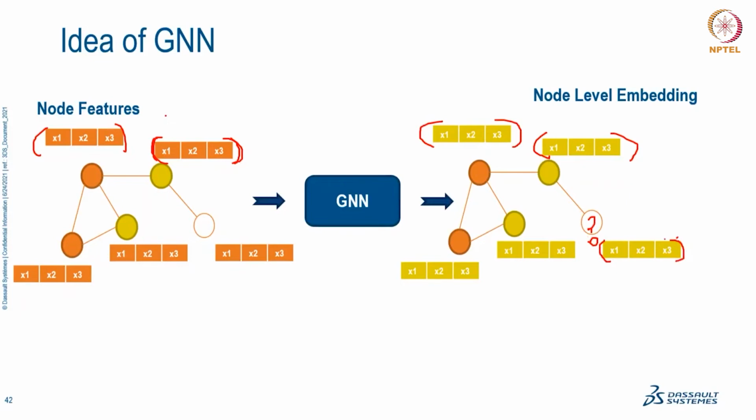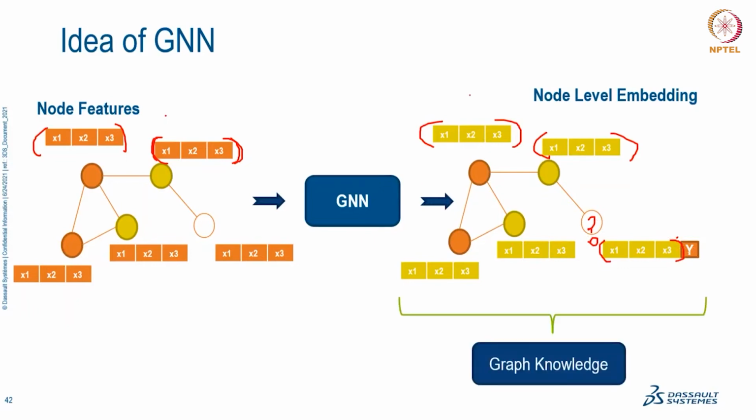And we want to predict if this is a male or a female, then we can do this as node level prediction. Right, we can compare this feature vector with the feature vectors for a male and a female from already labeled data. And based on that, we can know if this is a male or a female. And all these embeddings that we get are known as graph knowledge.